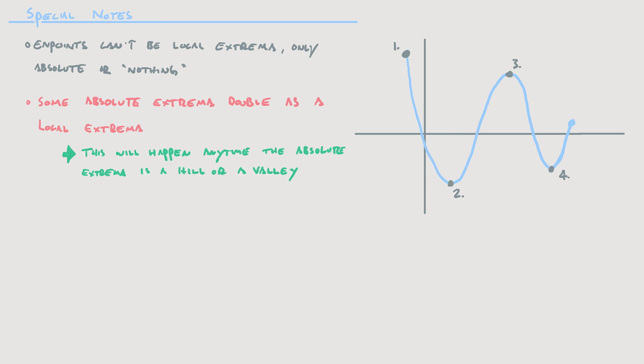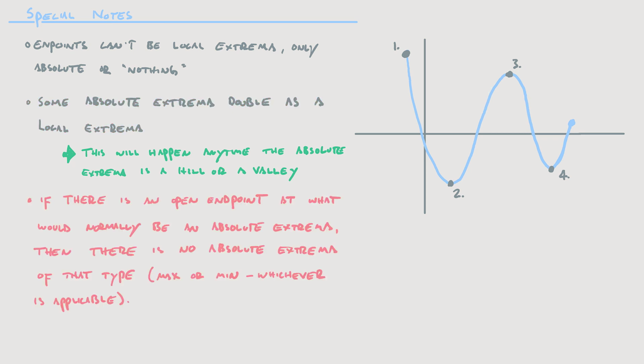So it also satisfies the definition of being a local minimum as well. Okay, this is basically going to happen anytime the absolute extrema is a hill or a valley. If, let's say, this came up to like here, above what was previously the absolute maximum, well then this is now both an absolute maximum and a local maximum. The next one says, if there is an open endpoint at what would normally be an absolute extrema, then there is no absolute extrema of that type, max or min, whichever is applicable.